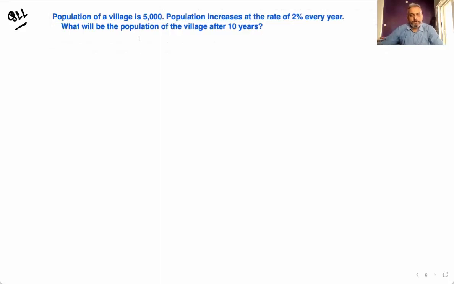Population of a village is 5,000. Population increases at a rate of 2% every year. What will be the population of the village? Now, extremely important, after 10 years. After 10 years. Now, let's start the sum.